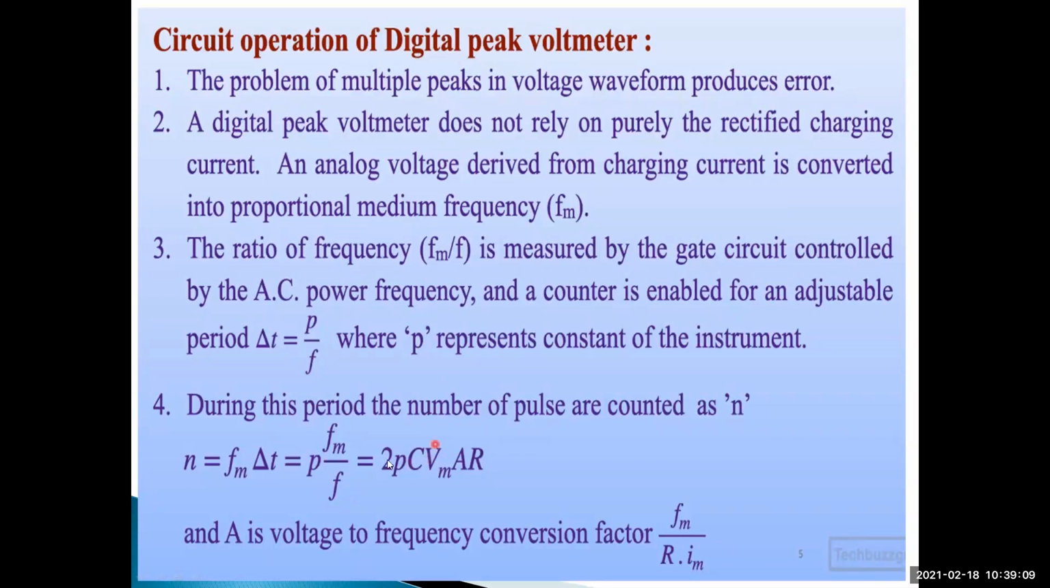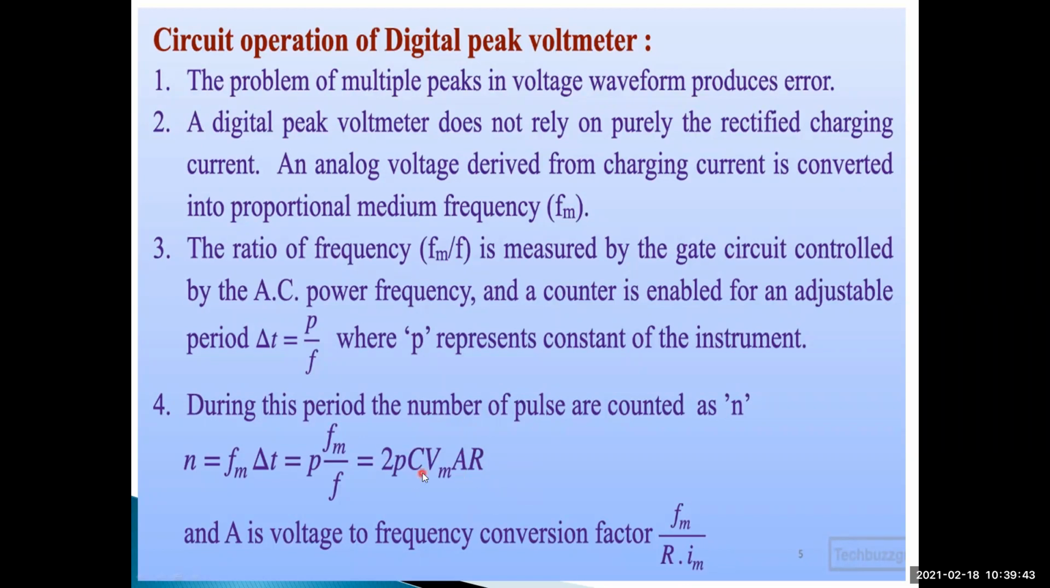This equation can be modified into P into C into V into M into A into R, where R is the resistance and A is the voltage to frequency conversion factor, that is fm by R into M. By substituting A equal to fm by R into M, we get the same equation, P into fm by M.